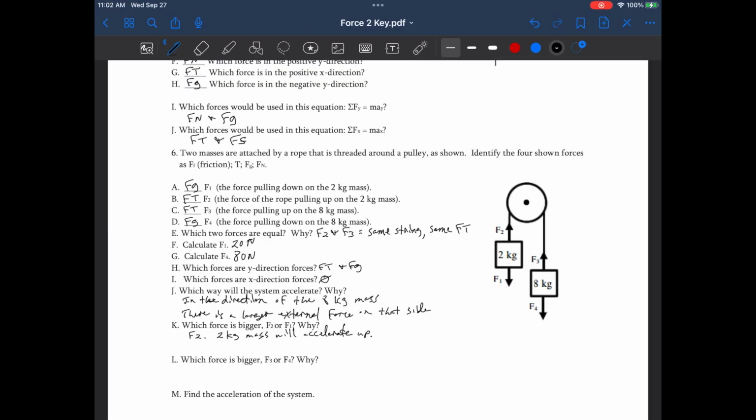Which force is bigger, F3 or F4? Has to be F4. The 8 kilogram mass is accelerating downward. In order for it to accelerate downward, the net force has to be down. F4 has to be bigger than F3.